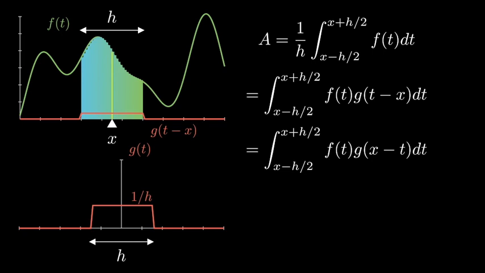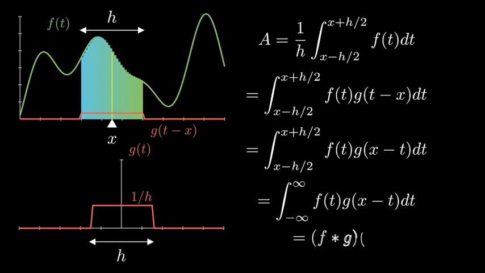The final step is to rewrite this integral as one that goes from negative infinity to positive infinity, in order to fit with the definition of convolution. Because g of x minus t is 0 outside of the interval x minus h over 2 to x plus h over 2, this doesn't actually change the resulting integral, so this shows that we can represent a moving average by a convolution with a step function. Hopefully, this shows more concretely the connection between convolution and local averaging.